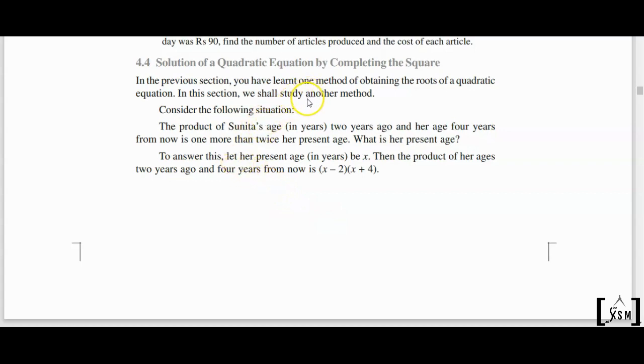Today we'll be learning about solving a quadratic equation by the completing the square method. Before, we have already learned the factorization method. So today we'll learn about the completing the square method. Let's do one question.